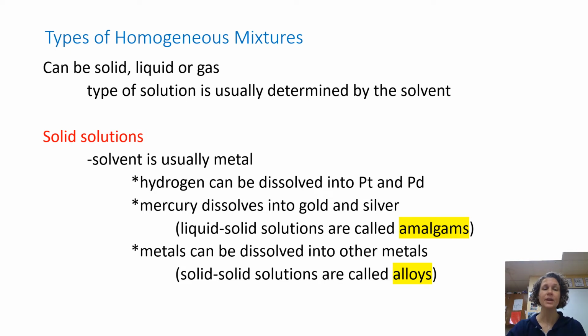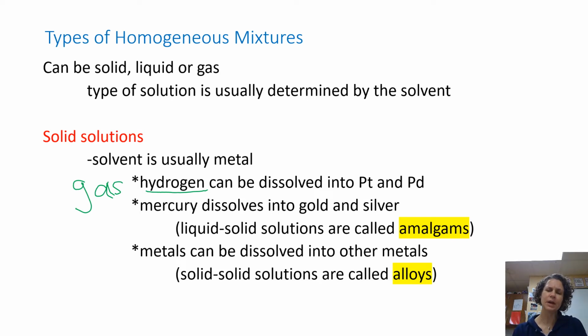All right, so now, if we're talking about solid solutions, in general, and I'm sure there are exceptions, the solvent is usually a metal. And so some examples: hydrogen, of course, is a gas, and you can dissolve hydrogen in different metals, platinum, palladium.